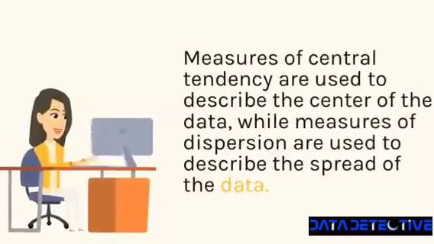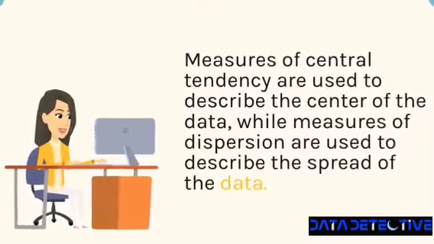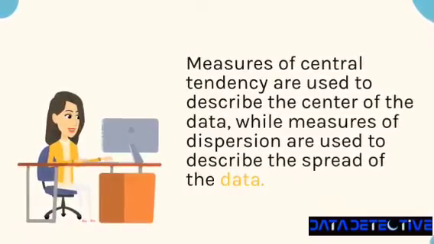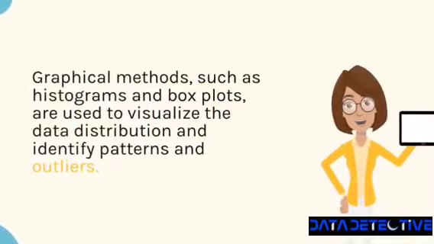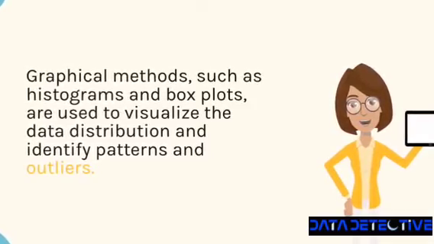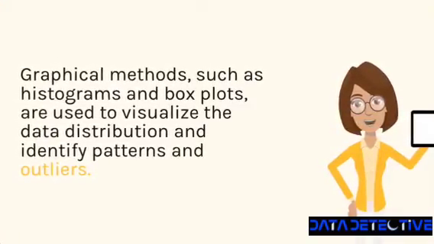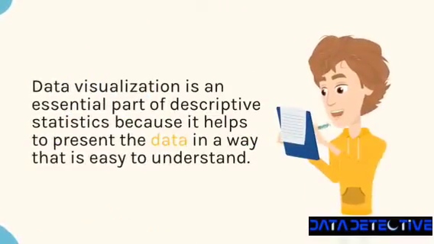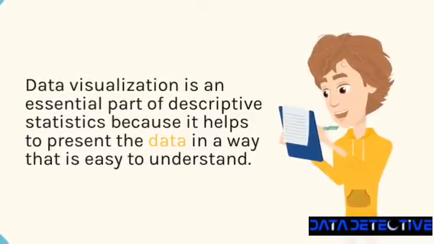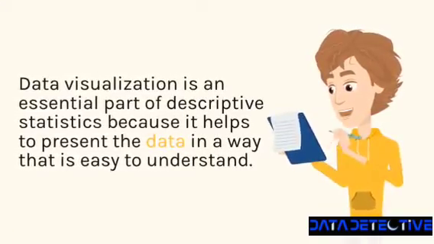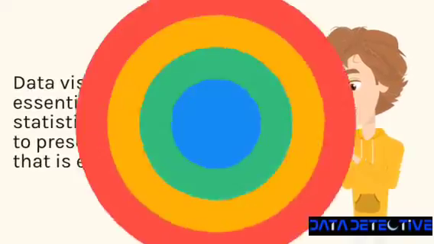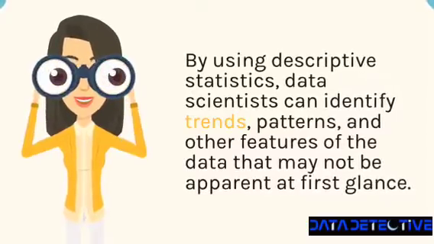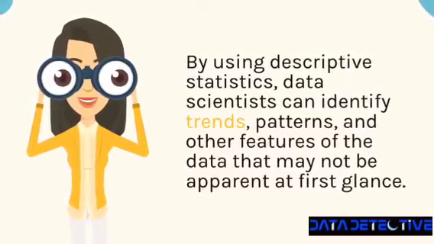Measures of central tendency are used to describe the center of the data, while measures of dispersion are used to describe the spread of the data. Graphical methods, such as histograms and box plots, are used to visualize the data distribution and identify patterns and outliers. Data visualization is an essential part of descriptive statistics because it helps to present the data in a way that is easy to understand. By using descriptive statistics, data scientists can identify trends, patterns, and other features of the data that may not be apparent at first glance.